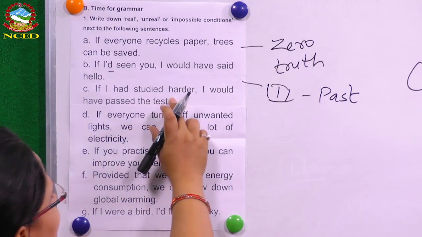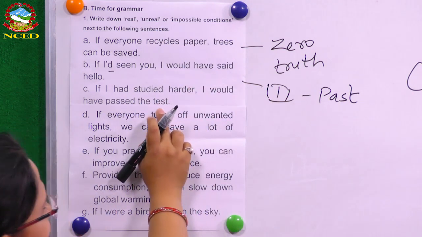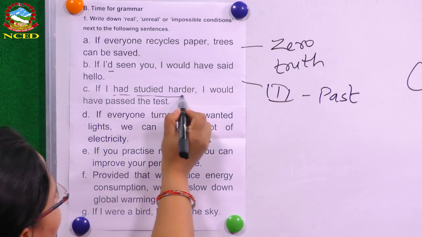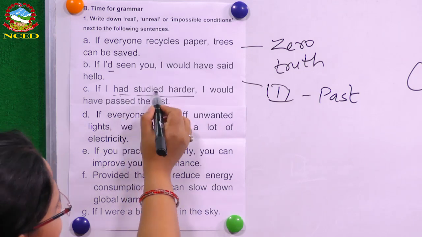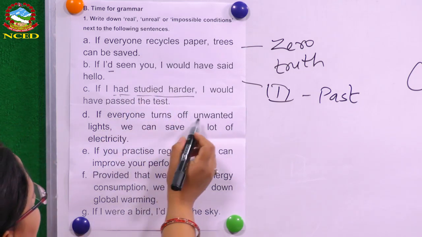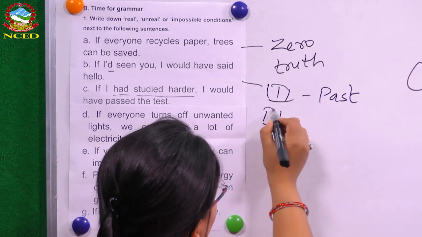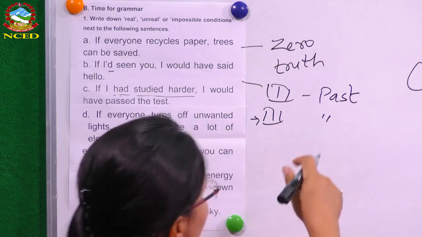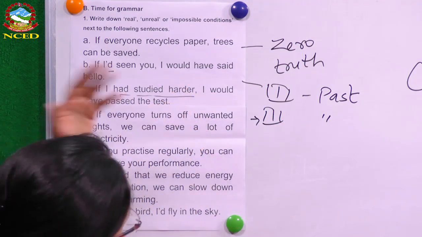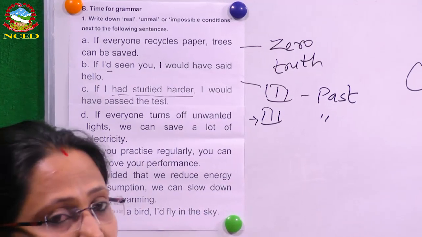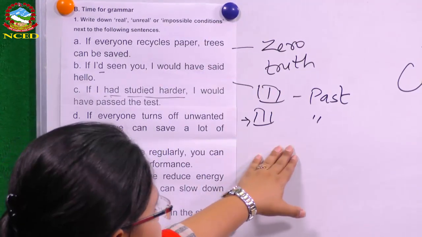If I had studied harder, I would have passed the test. What does this show? Again, had studied, past perfect. So this is type 3 as well, and again past, which is not possible now. यो भइसकेको कुरा हो, त्यसैले अहिलेको अवस्थामा चाहिँ it's not possible, so it's an impossible condition now.